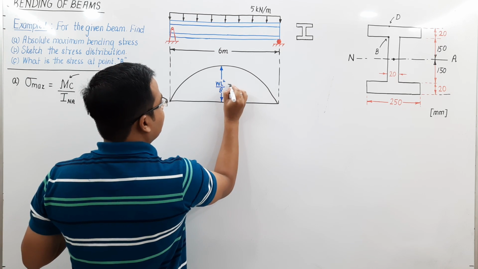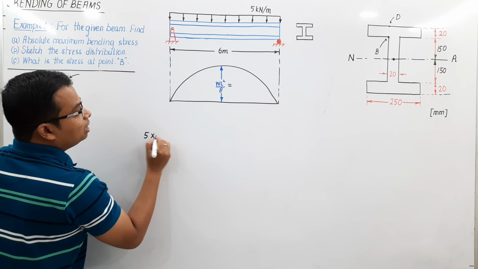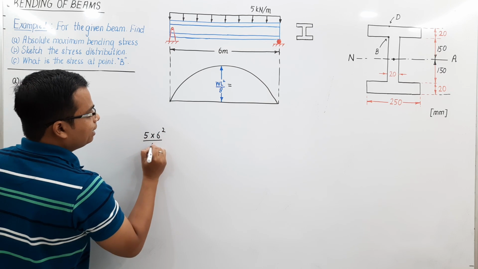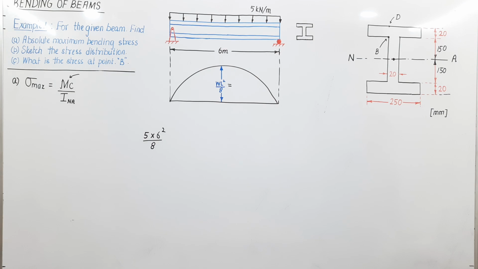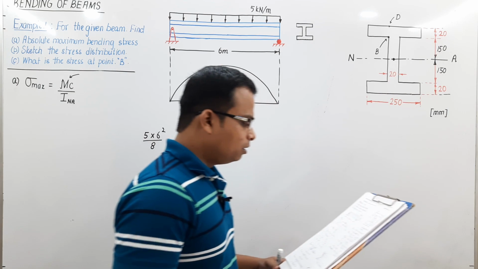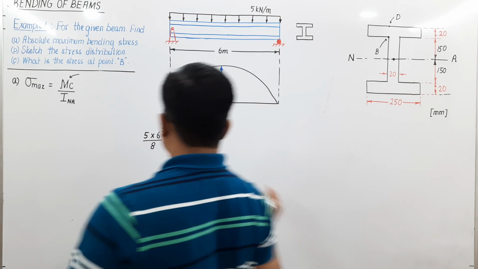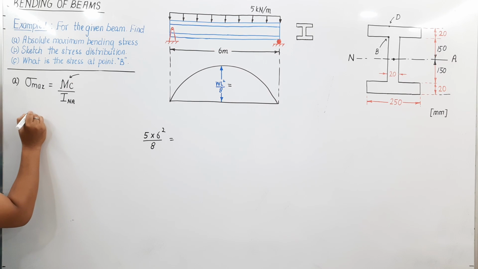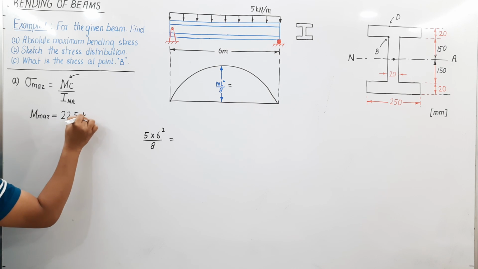If you just try to plug in all the values, W, well, that is 5 multiplied by L square. How much is the length of the beam? 6 square divided by 8. If you just try to work this out, 5 into 6 square by 8, let me see. I've done this already. This is going to work out as 22.5 kilonewton meter. Let me write it. M maximum bending moment is equal to 22.5 kilonewton meter.